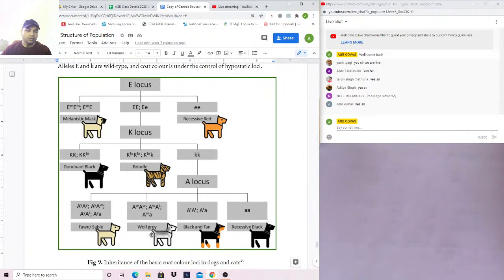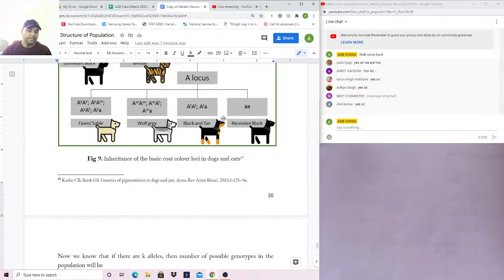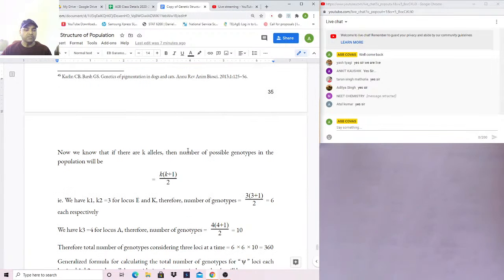So in total 1, 2, 3, 4, 5, 6, 7, 8 types of phenotypes you will be getting from different genotypes, right? So basically now we will try to understand how we can deduce a relationship for these many loci and multiple alleles. So now if we know that there are K alleles, the number of genotypes will be like this.